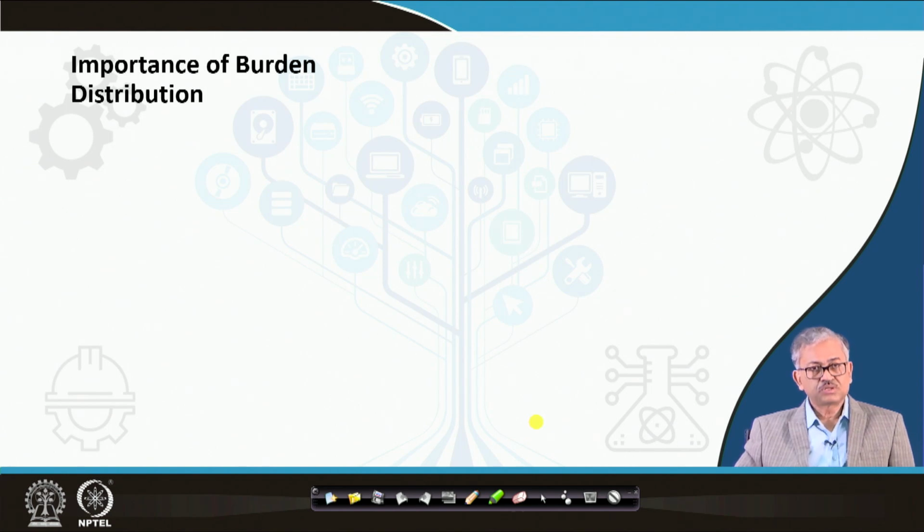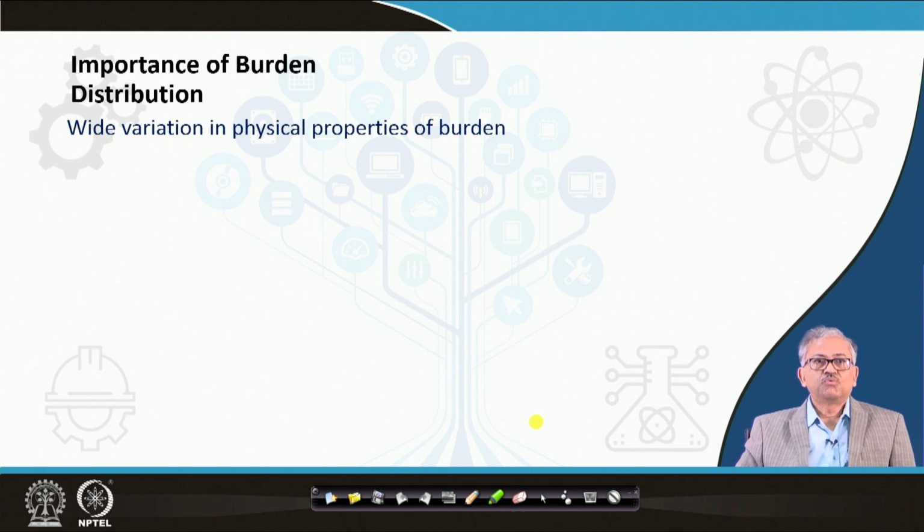Actually, why should we bother about this burden distribution, and what is the role of burden distribution in the performance of blast furnace operation? Basically, this burden distribution comes into the picture due to the wide variation in the physical properties of the material, or the burden raw material of the blast furnace.